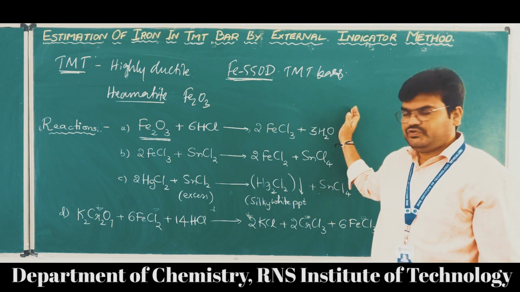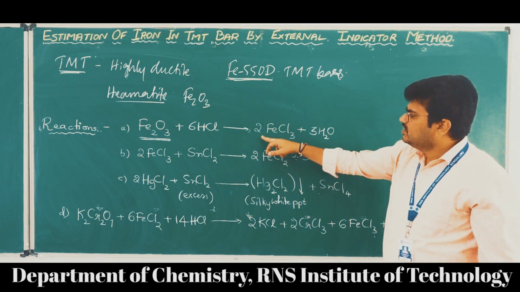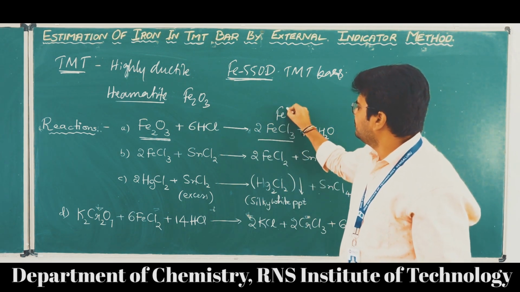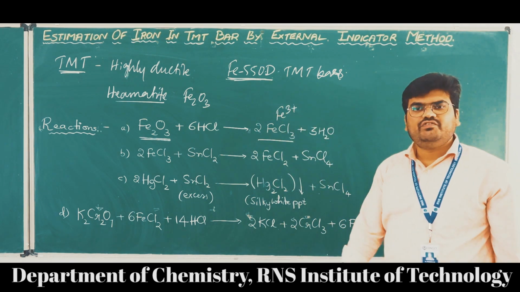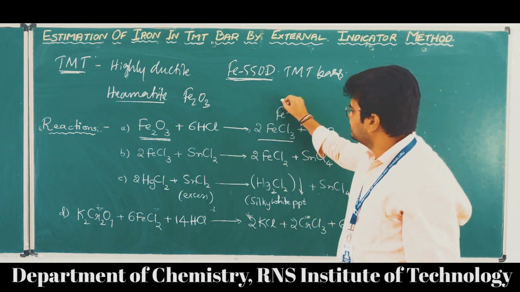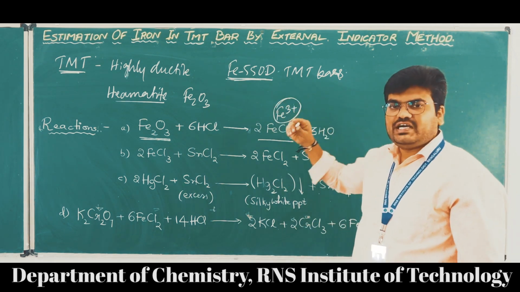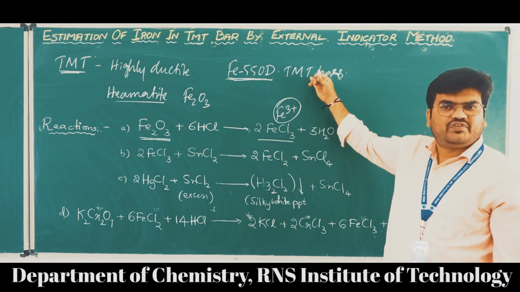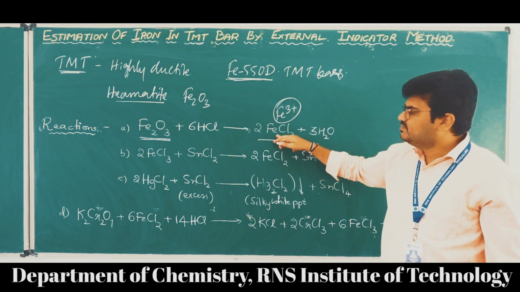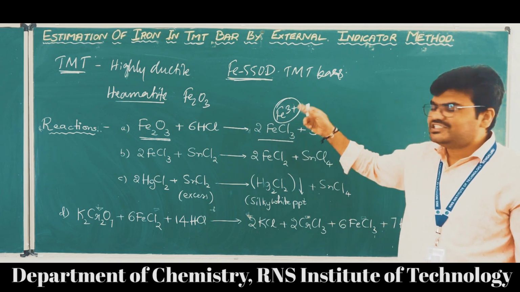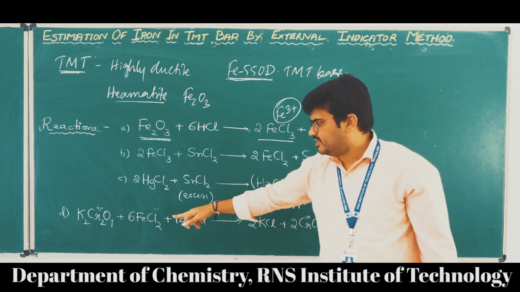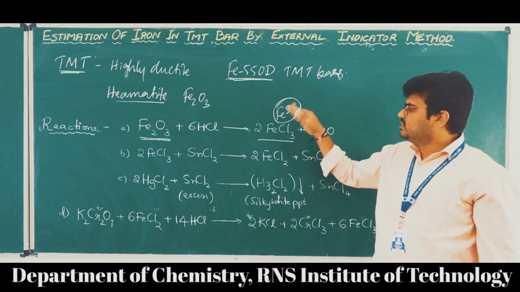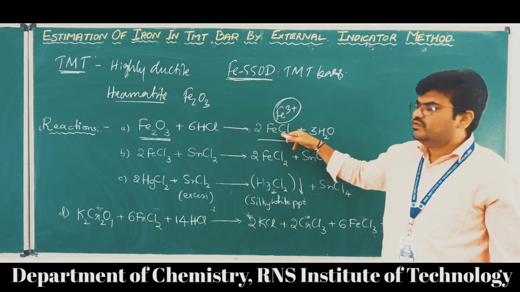In the ferric chloride which is obtained, iron will be in the +3 oxidation state. The +3 oxidation state is the highest oxidation state of the metal iron, so we cannot oxidize it further. That's why it is not possible to treat this ferric chloride straight away with potassium dichromate, because it cannot be further oxidized. So we are going to treat this with stannous chloride.